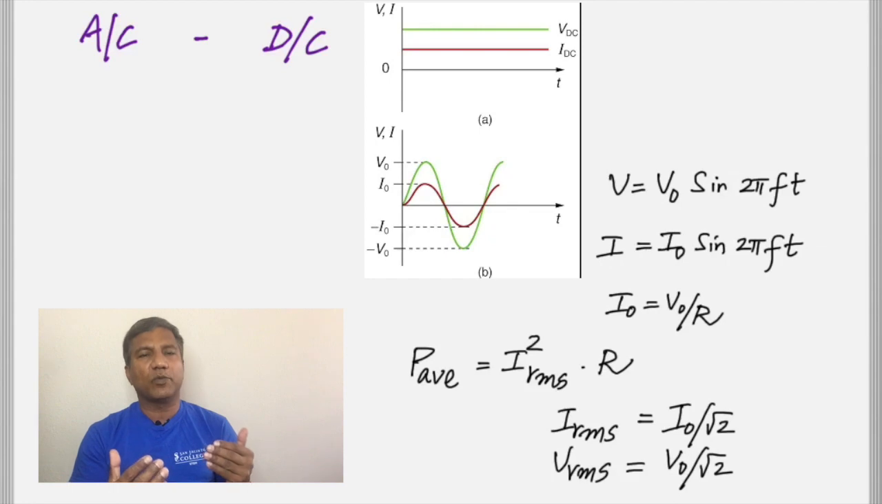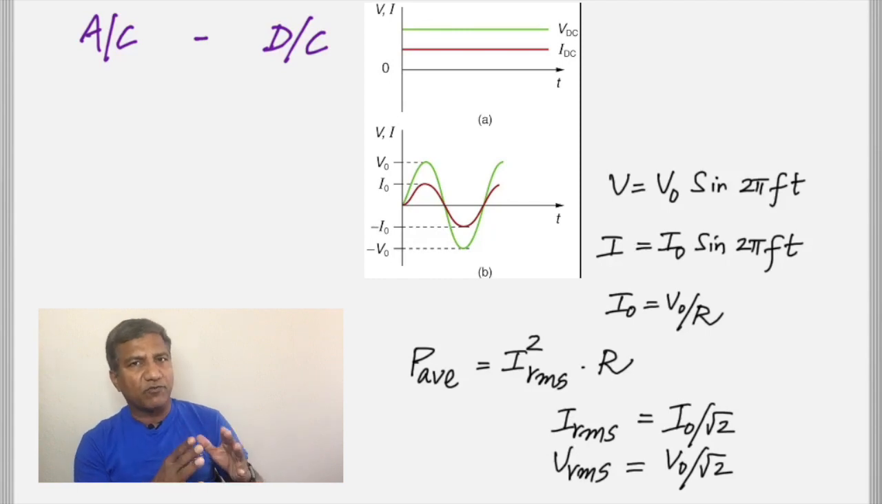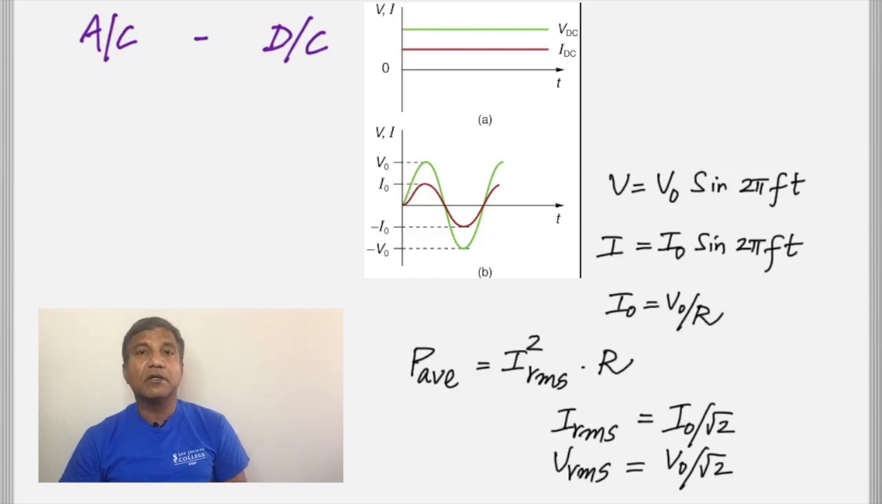At home, we get AC at 120 volt. Most of you know that. Now, when we say 120 volt, that's actually the RMS value. So the peak value is going to be much higher. The peak value is going to be 120 multiplied by root 2. Okay, just remember that. Whenever we talk about voltages, by default we talk about the RMS value of voltage.